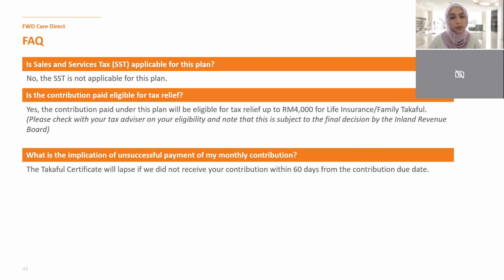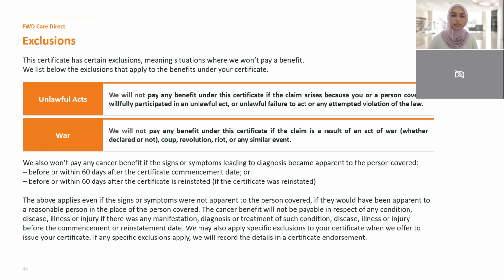Okay, so for exclusions, we do not pay the benefit if your diagnosis is due to an unlawful act or an act of war. And we will also not pay the benefit during a waiting period of 60 days, which means before or within 60 days of the certificate commencement date, or if you needed to get your certificate reinstated, before and within 60 days as well.